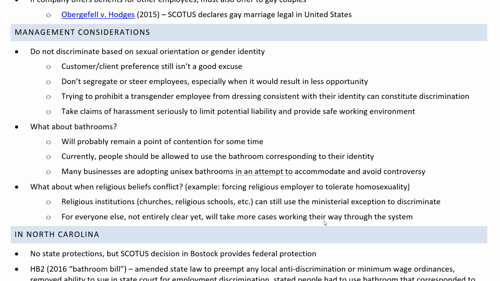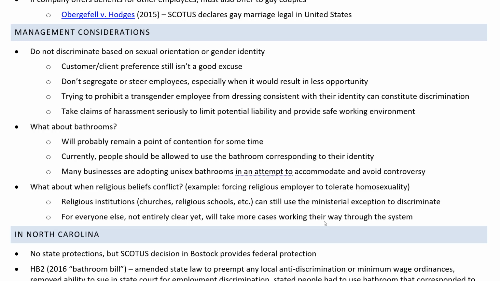It becomes pretty clear that I'm less likely to get promoted or paid more if I'm in this specific area or geographic district or whatever. Then you're treating people differently, and that's going to result in discrimination and liability for the company. So I have to be very careful about that. Best to just avoid the practice altogether. Trying to prohibit a transgender employee from dressing consistent with their identity can constitute discrimination. So best not to go in and try to monitor and tell people what they can and can't wear if we're treating them differently than anybody else of the same gender.